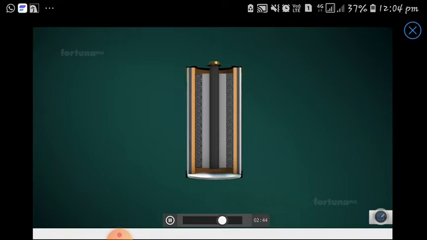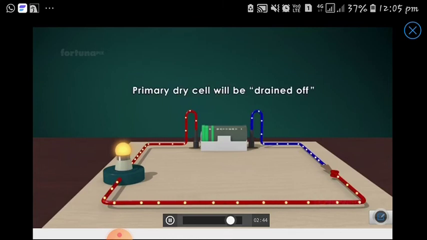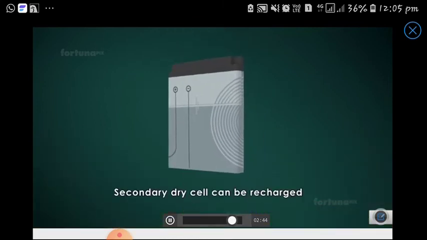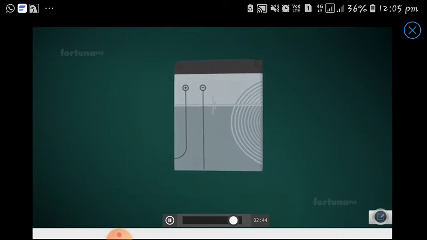The anode has two terminals, one positive and one negative. When a bulb is connected to these terminals, electrons flow from the zinc casing to the carbon rod. This reaction produces about 1.5 volts of electricity. After being used for a certain period of time, a primary dry cell will be drained off. A secondary dry cell can be recharged, giving us rechargeable batteries.